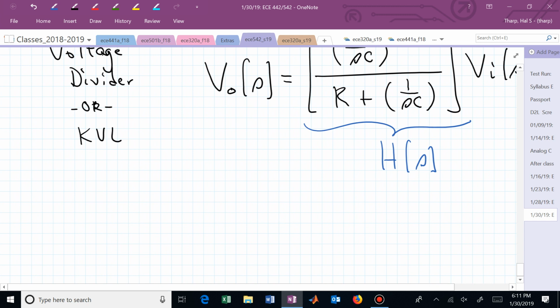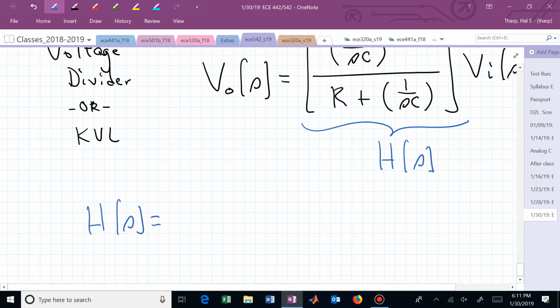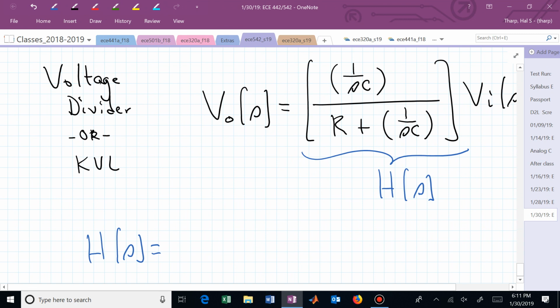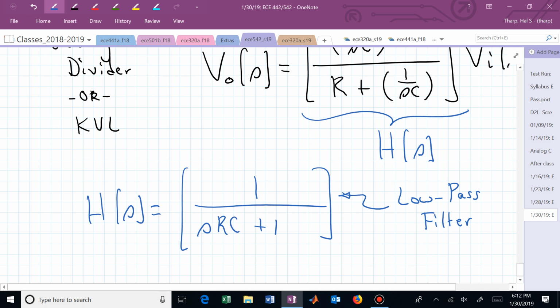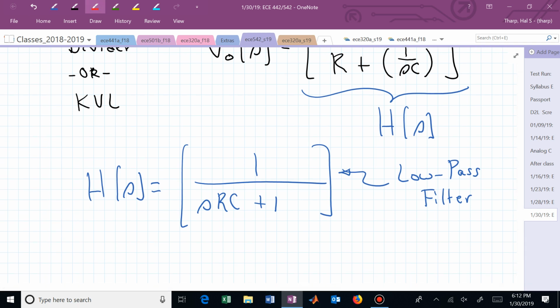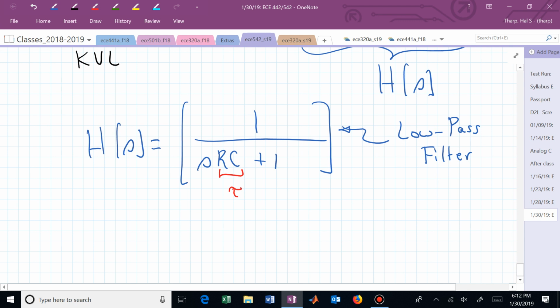So that now H of S, if we wanted to, we could even rewrite that a little differently. That's now a ratio of ratios. Let's get rid of the ratios by multiplying both top and bottom by SC, and we end up with H of S equaling 1 over SRC plus 1, and this is now our transfer function for a low-pass filter. If you wanted to, we could simplify that by calling RC our time constant, tau. So you could refer to this low-pass filter as having a transfer function 1 over S tau plus 1.